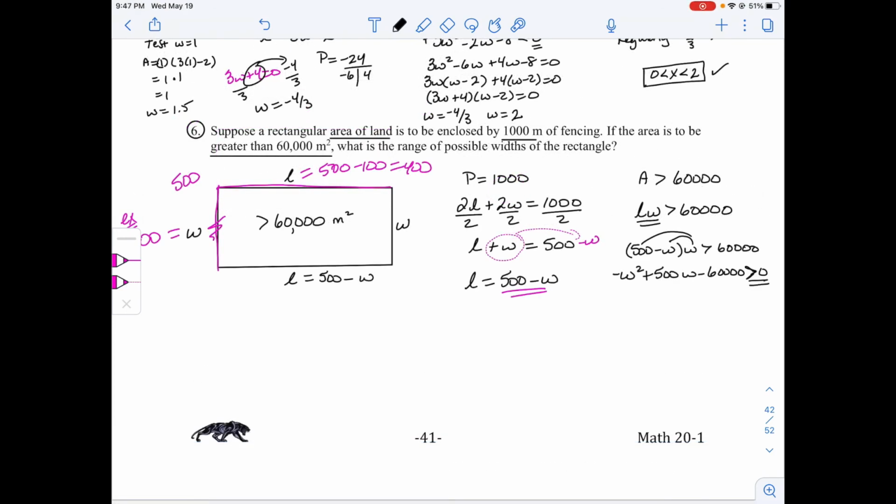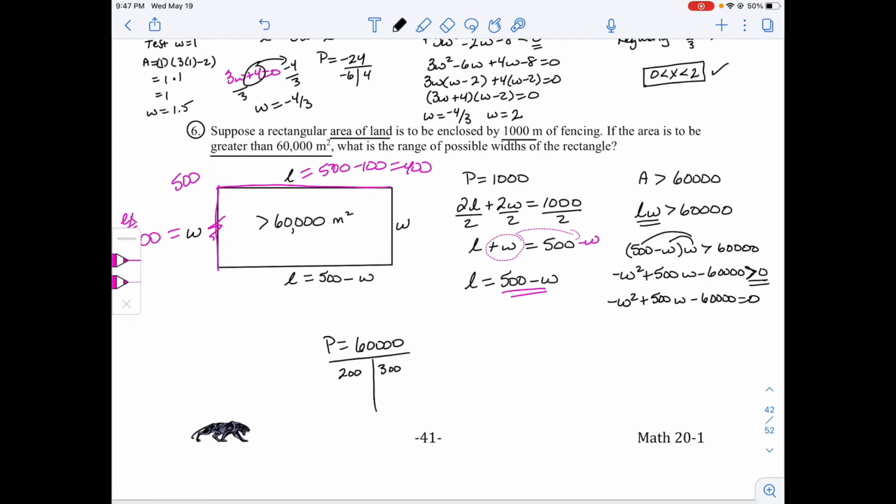Okay, so in order to solve the corresponding equation, those are pretty big numbers. I could put those in my graphing calculator if I wanted, or what I noticed right away is that the product would be a positive 60,000. I'm looking at a sum of 500, so those numbers would be 200 and 300.